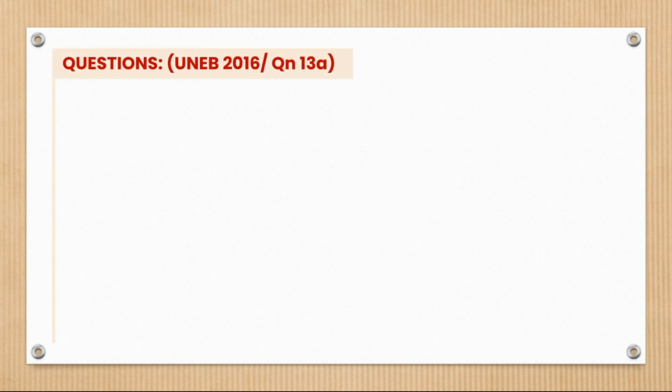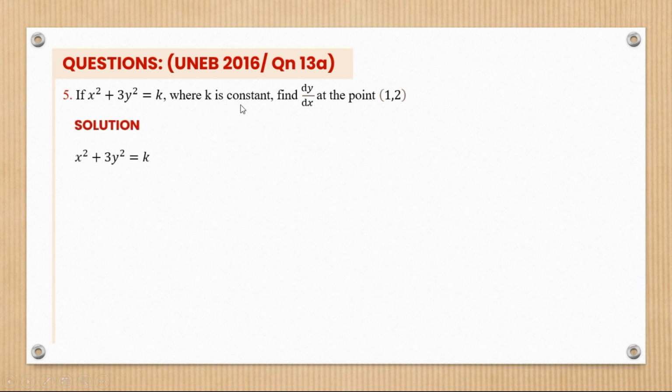Alright, so next we move to a question from UNEB 2016, and this was question 13a. So being told that if x squared plus 3y squared is equal to k, where k is constant, find dy dx at the point 1, 2. Now these are coordinates. It means the value of x is 1 and the value of y is 2. But before we do that, we actually have to first eliminate this constant k. So this is what we have.